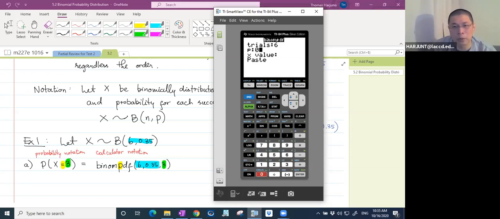That's 0.35. Enter. How about the x value? The number of successes you want to compute the probability for. That's 3. And then paste. When you press paste here, then it will give you the notation. You see that binom PDF 6, 0.35, 3. Now that's the one you need to put in as the calculator notation. Enter, that's the probability.